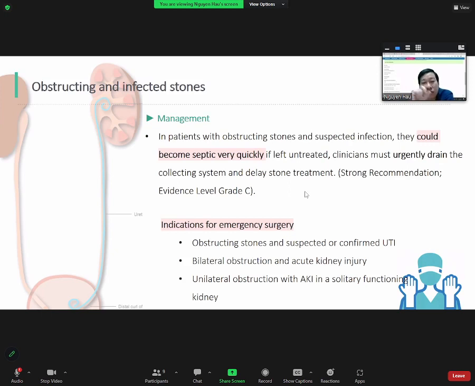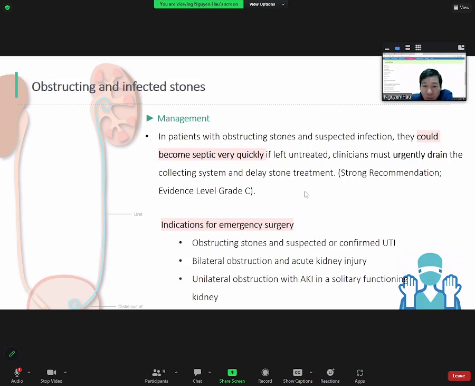Just five days ago, on Sunday, we had to receive a patient. She went to the emergency department and the doctor gave her some medicine to go home. Just one day later, she came back to the emergency department with severe septic shock.